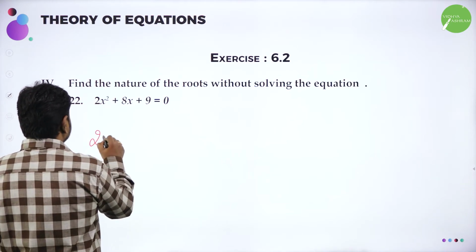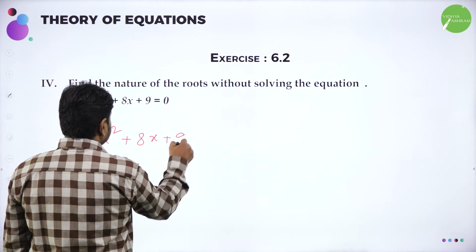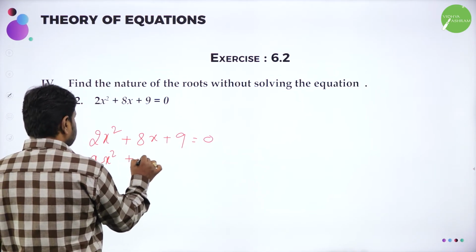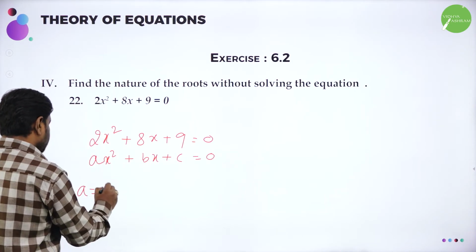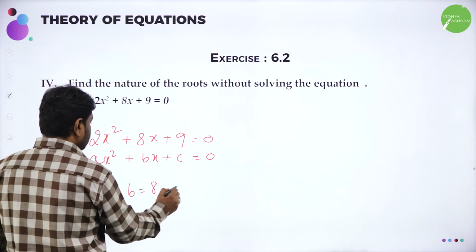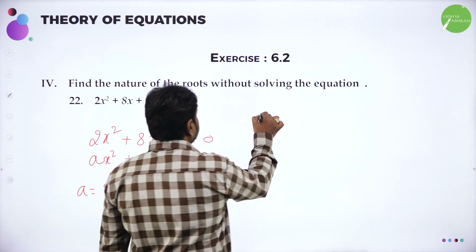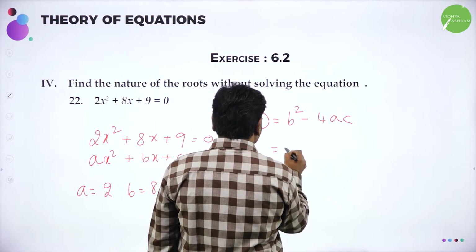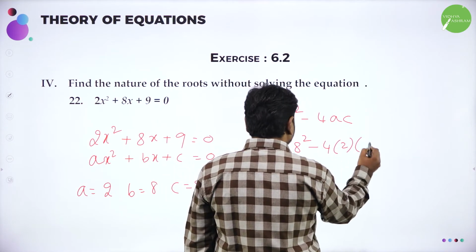Then they give 2x square plus 8x plus 9 equal to 0. Compare it with what? Ax square plus bx plus c equal to 0. By comparison, a is 2, b is 8, c is 9. So find the discriminant. How to find the discriminant? D is equal to b square minus 4ac. So what is b square? 8 square minus 4ac, 4 into 2 into 9.